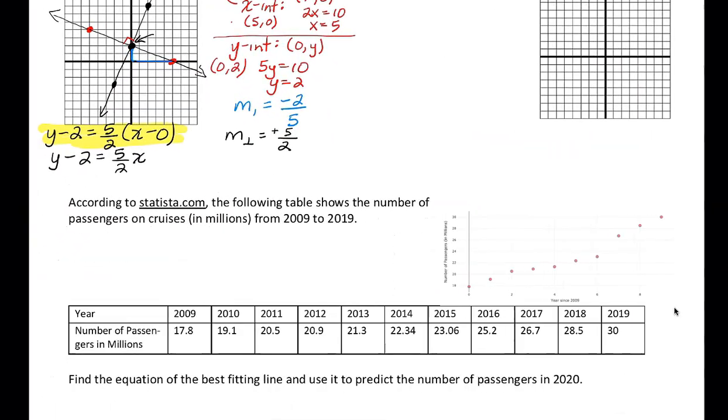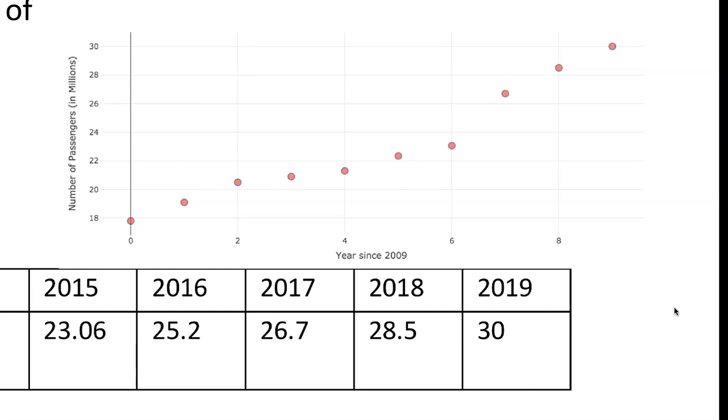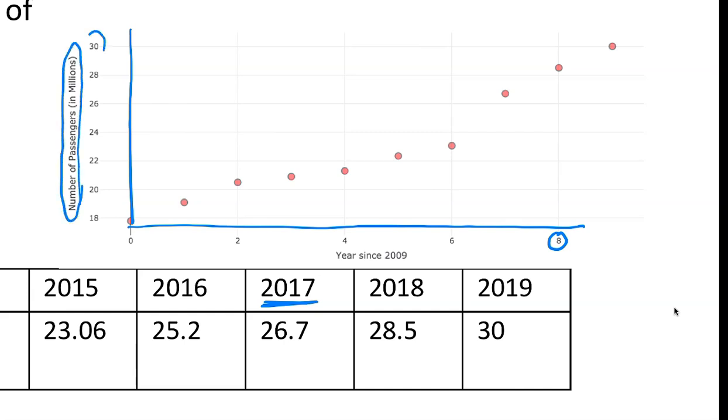And let's end with the application of some real-world data to give you some context here. This says, according to Statista.com, the following table shows the number of passengers on cruises in millions from 2009 to 2019. So we have a scatter plot here. We have the x-axis. This is years since 2009. So for instance, this 8 would be 8 years after 2009. That would be the year 2017. And then on the y-axis, we have the number of passengers in millions. So this 30, that would be equivalent to 30 million.